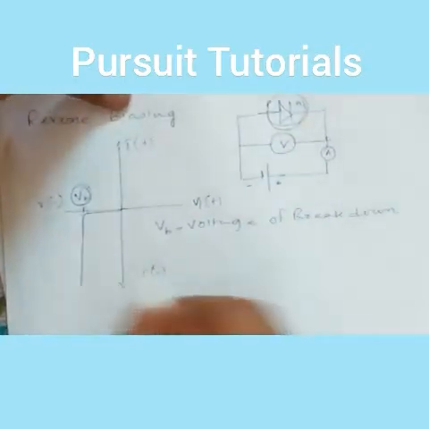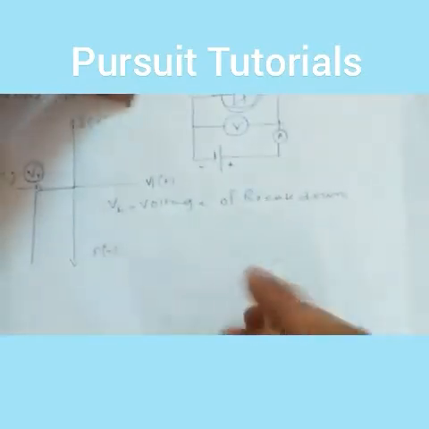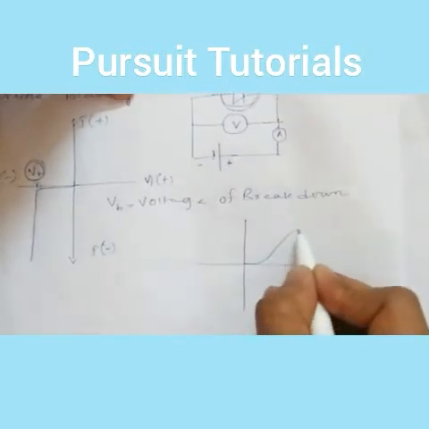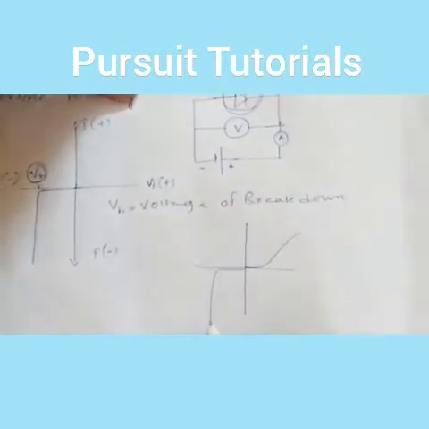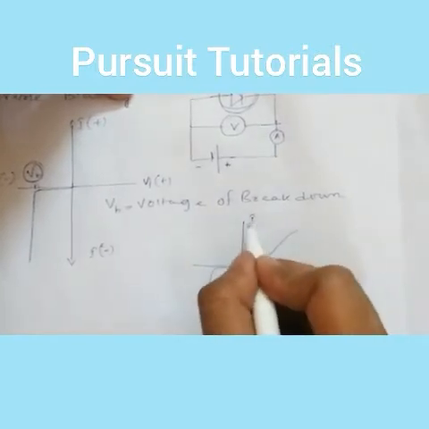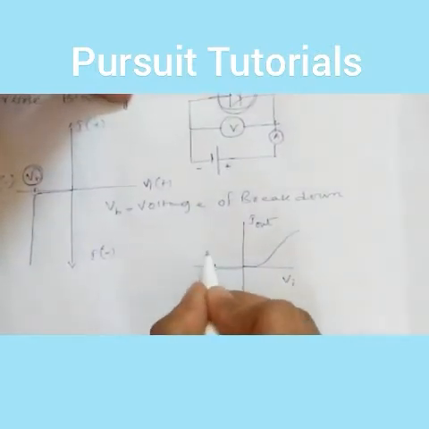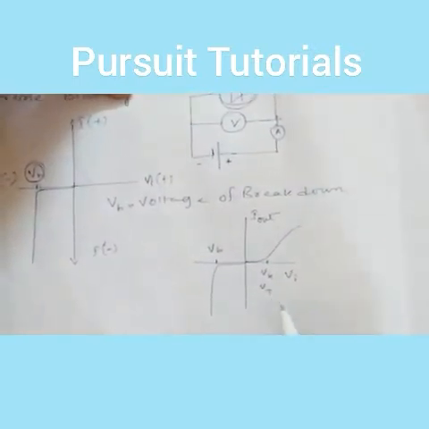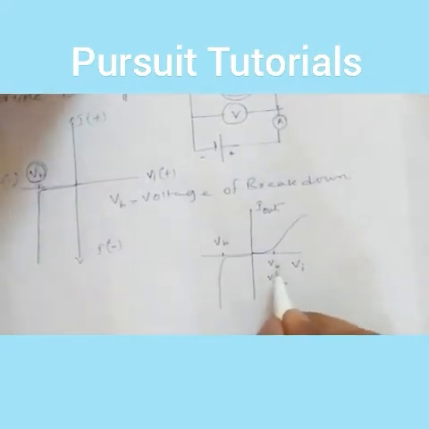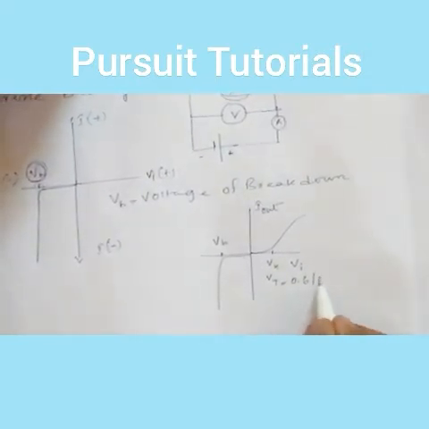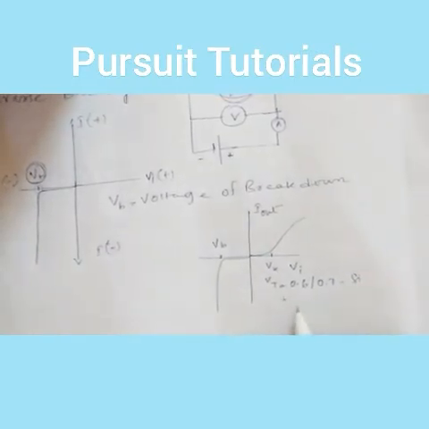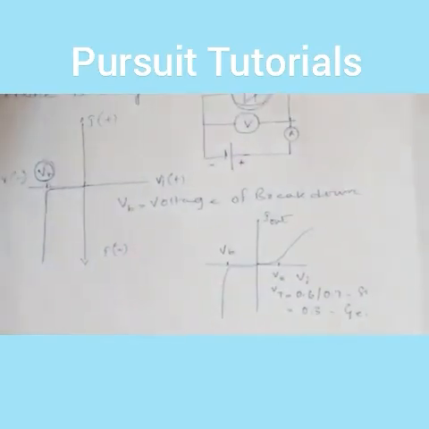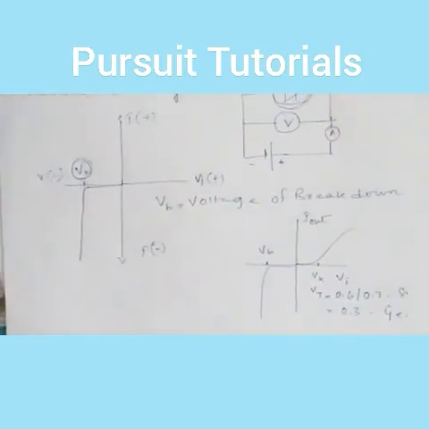If we combine both forward biasing and reverse biasing, then the graph would look like this. This is a very important graph. You should remember all these things. This is V, this is I output, this is VB, and this is VT, or you can say VK. The value of VT or VK is 0.6 or 0.7 in the case of silicon, and it is 0.3 in the case of germanium, and this is VB. So I guess you have a good idea about this PN junction diode.